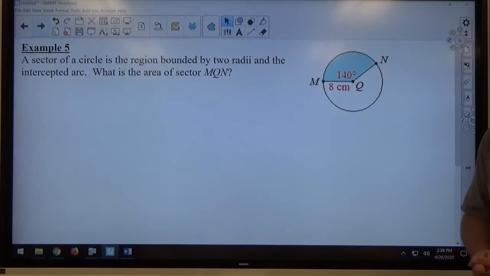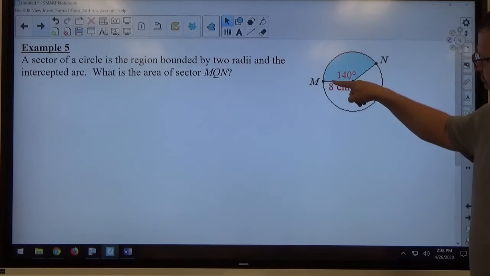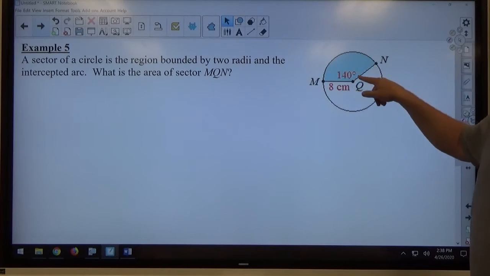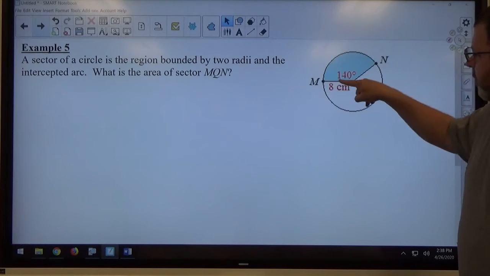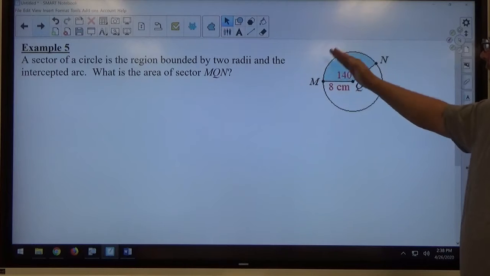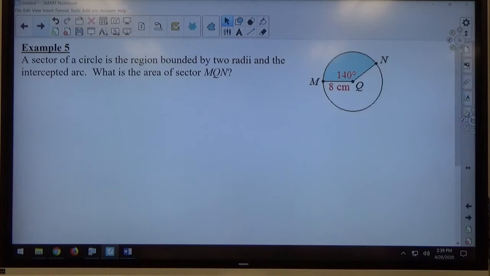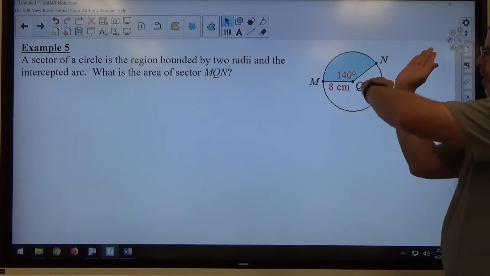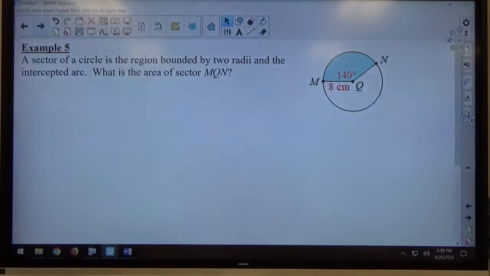Its formula is created very similarly. If the last one made sense, this should make sense. Just to give you a visual of what a sector looks like, it's just a portion of the circle. So this blue highlighted area here represents the sector. It's defined as a region bounded by two radii and the intercepted arc. So MQ is a radius, QN is a radius, and the arc MN is being intercepted by those. The region created by those pieces is called the sector of the circle. It looks sort of like a piece of pie, maybe a really big piece of pizza, but that's all a sector of a circle is.